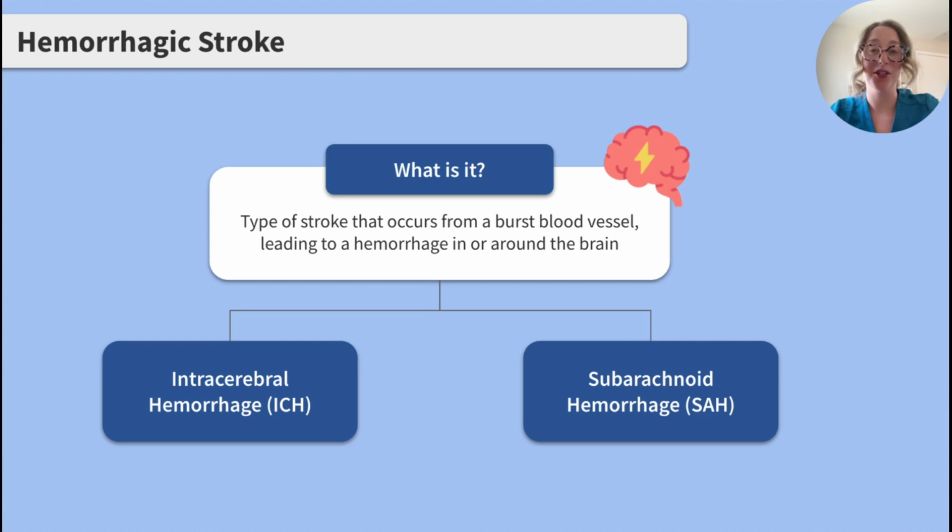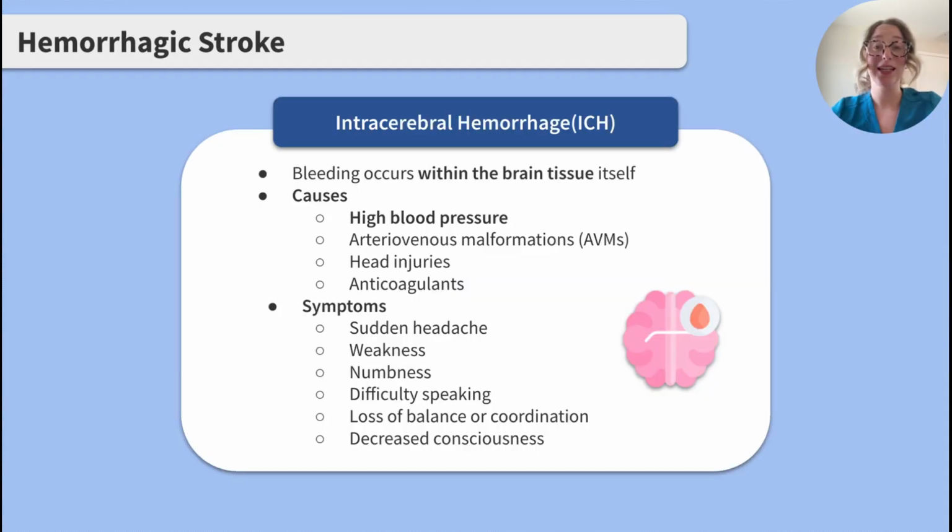Now that we know what a hemorrhagic stroke is, let's go a little bit deeper into the two subtypes: intracerebral hemorrhagic stroke, or ICH, and subarachnoid hemorrhage, SAH. First is an intracerebral hemorrhagic stroke. This is when bleeding occurs within the brain tissue itself. It is typically caused by high blood pressure. This is the most significant risk factor as it can cause blood vessels to weaken and burst, leading to hemorrhagic strokes. Other causes include arteriovenous malformations, or AVMs, head injuries, and blood thinning medications.